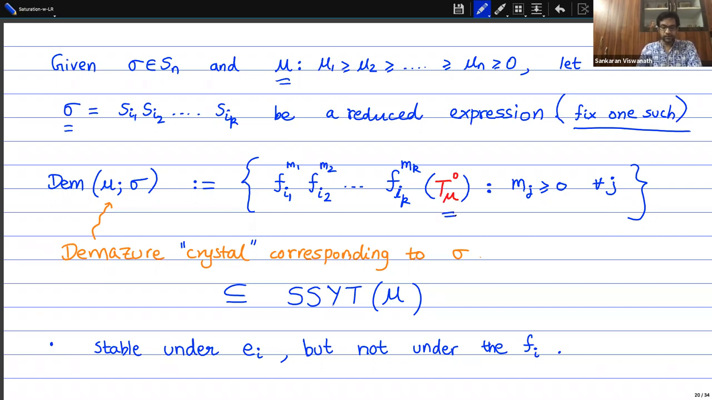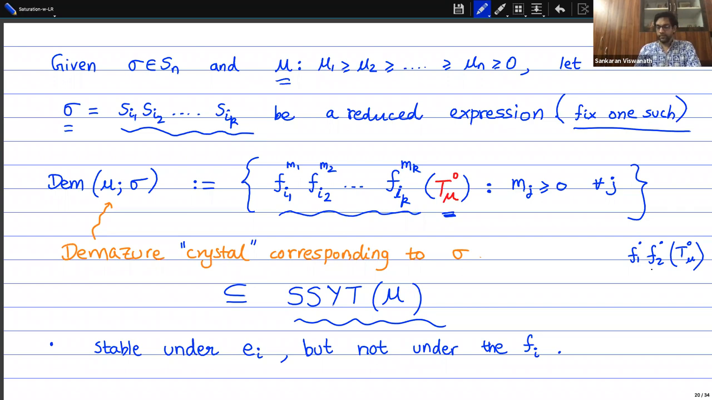You start with the superstandard tableau T naught mu, and all the action here is taking place inside the collection of all semi-standard tableau of shape mu. You start with the superstandard guy, and you apply these operators Fi, the lowering operators Fi. But the catch here is that you're only allowed to apply them in the same order in which this reduced expression is written. Meaning, suppose my sigma is say S1, S2, then I'm only allowed to look at all possible words in the Fis which look like some power of F1 followed by some power of F2 acting on the superstandard. So in particular, what's not allowed is if I take, say, F2, F1 of the superstandard. This would not be allowed.